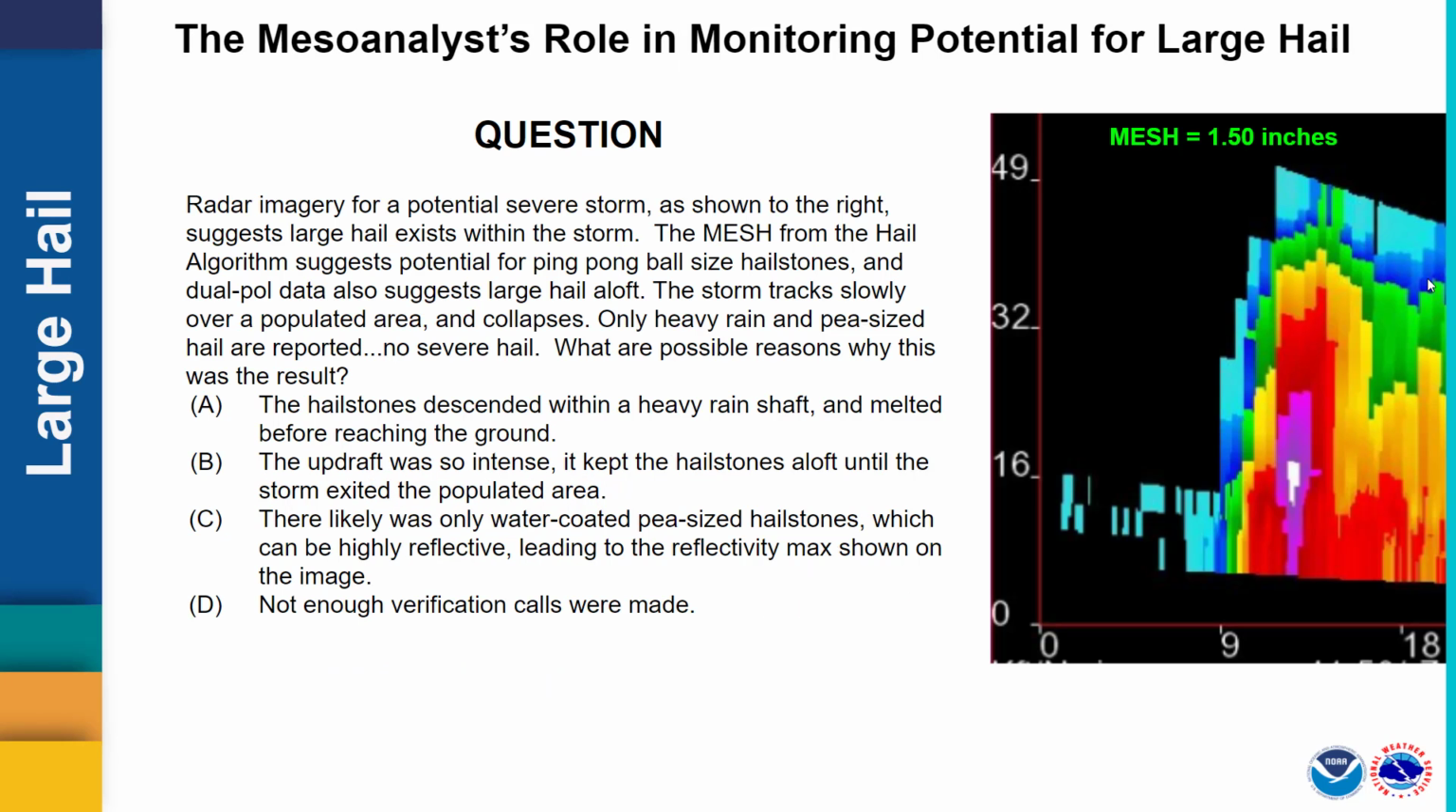Take a look at this question. Radar imagery, as shown to the right, shows a potential severe storm. It suggests large hail exists within the storm. The MESH from the hail algorithm suggests potential for ping pong ball sized hailstones, and dual pol data also suggests large hail aloft. The storm tracks slowly over a populated area and collapses. Only heavy rain and pea-sized hail are reported, no severe hail. What are possible reasons why this was the result?